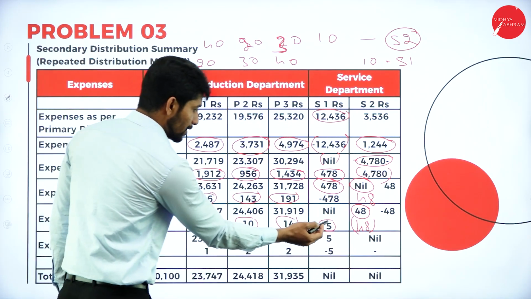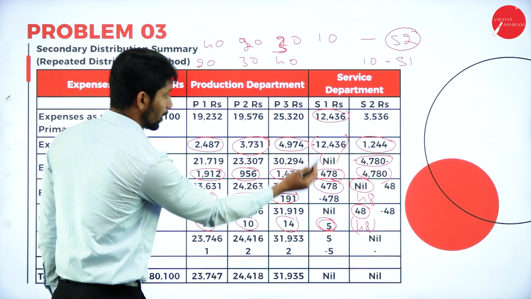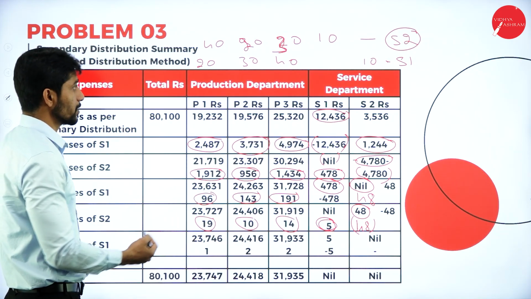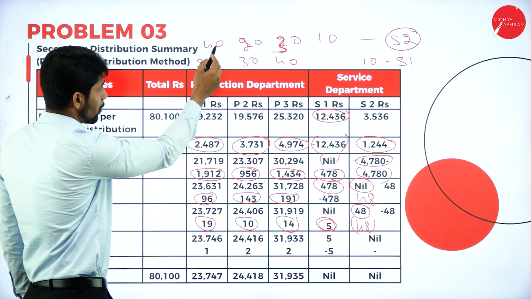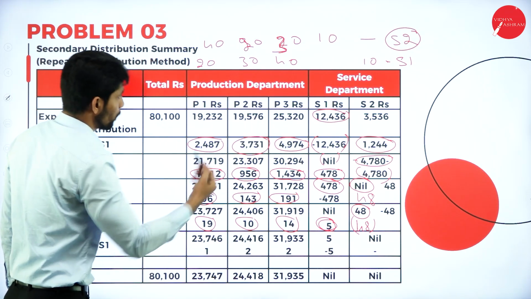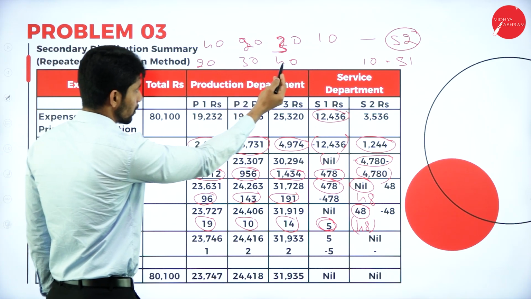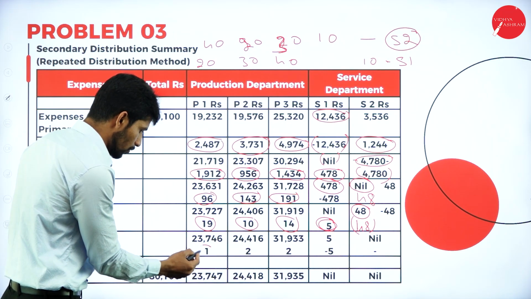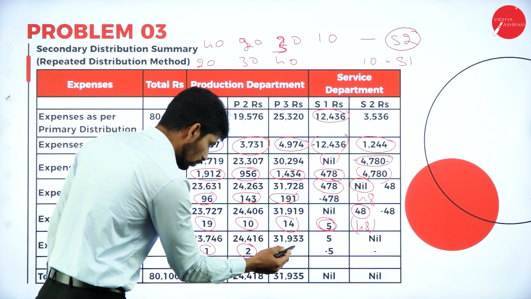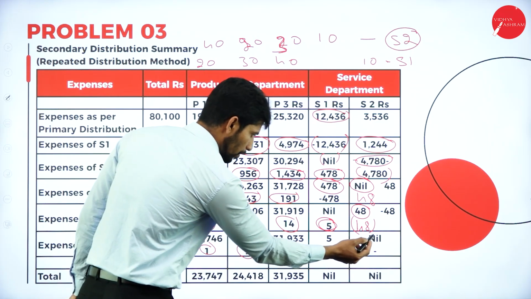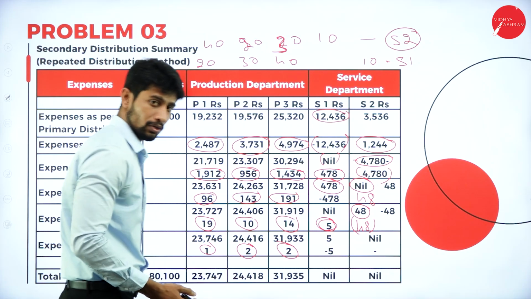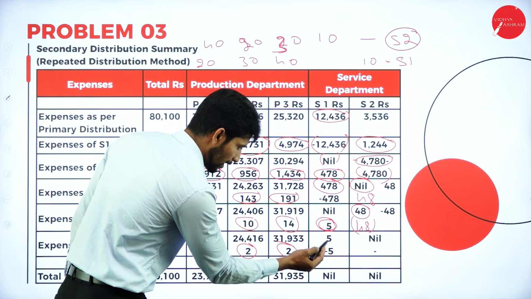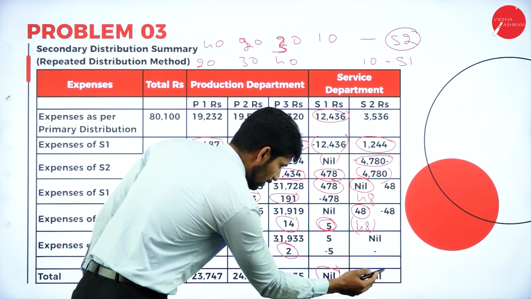Okay. Again, still here you have 5 rupees in S1. Distribute that 5 rupees with respect to other departments. So the ratio with respect to S1 is 20, 30, 40 and 10. So if you distribute, here you can see 1, 2, 2. Here you already have 0. Here you distributed. So here if you minus this 5 minus 5, you get nil, 0.